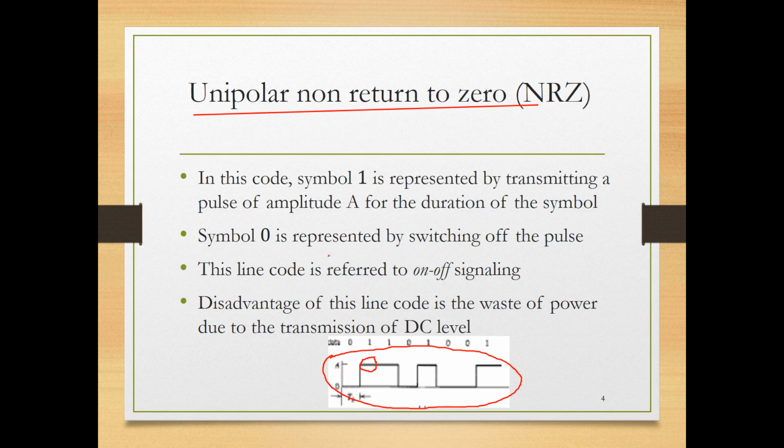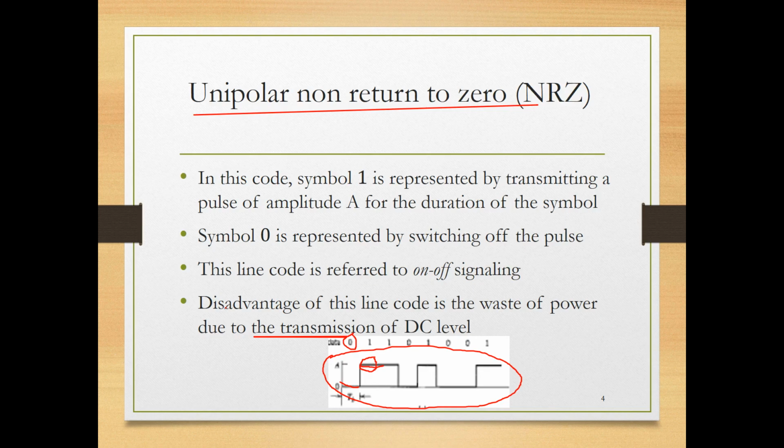So symbol 0 is represented basically by switching off the pulse. You don't transmit anything. When 0 comes here, see, this is 0, you don't transmit anything, it's just 0. When 1 comes, you just transmit plus A. Another 1 comes, another plus A. Now, what's this code? As you can see, one of the key advantages of this code is that it's simple, and it can work for optical channels.